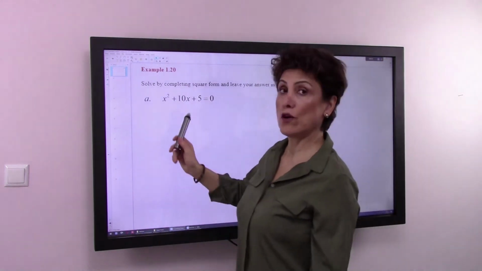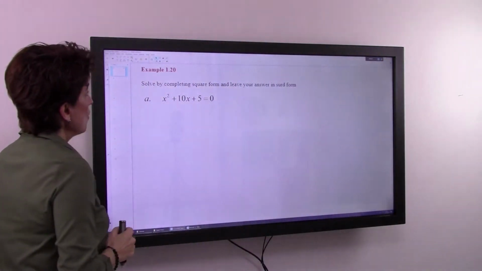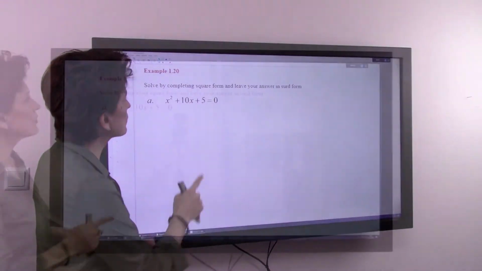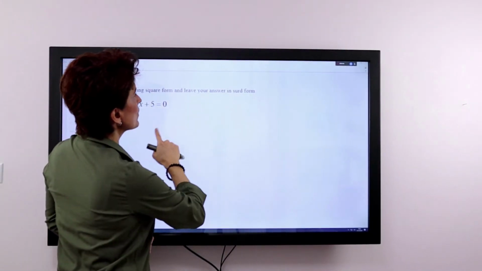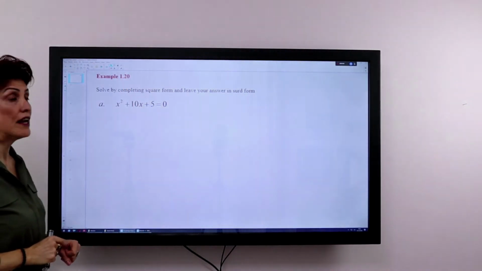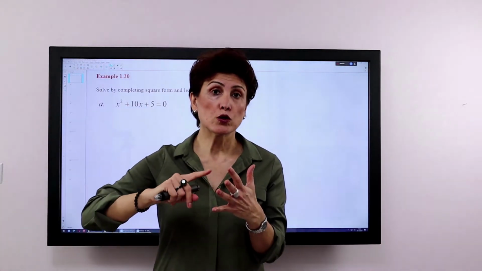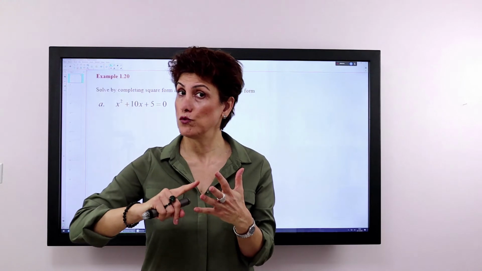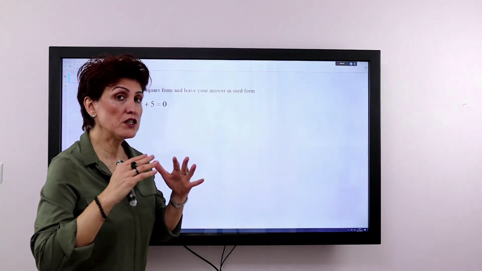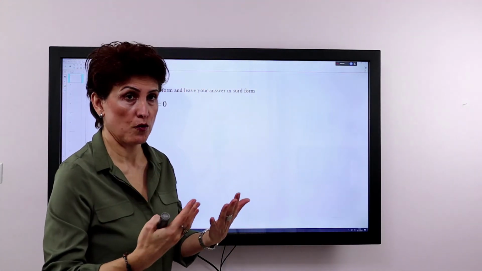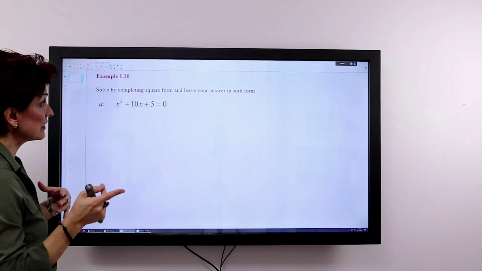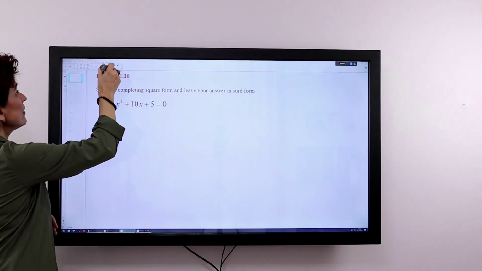Have a look at the first question. It says solve by completing the square form and leave your answer in surd form. What is surd form? Surd form is square root, cube root, fourth root. We need to leave the answer as a surd.